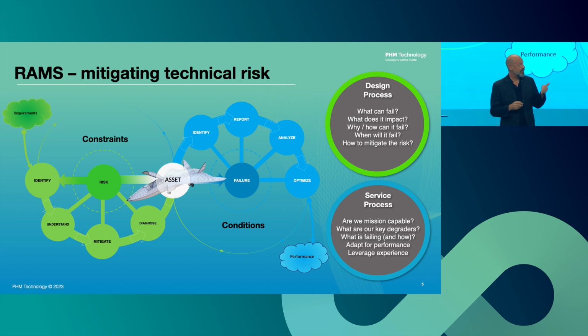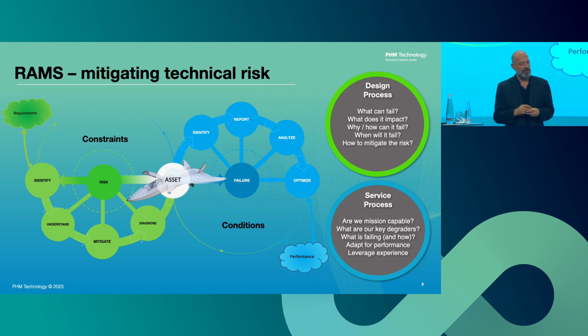And you can see on the right there those questions that we want to answer. So in design, what can fail? What does it impact? Why or how can it fail? And when do we expect it to fail? Which means that we can put in place the right maintenance procedures, for example, the right periodicity of maintenance, when you have to do it.